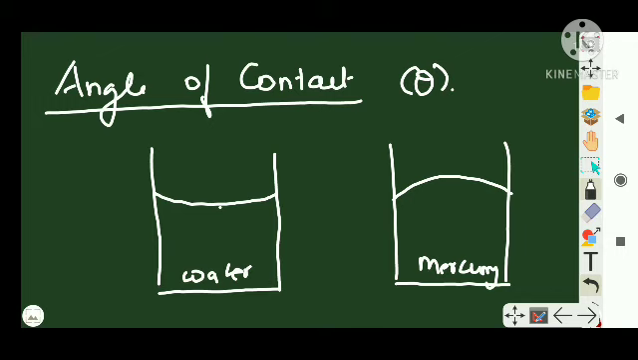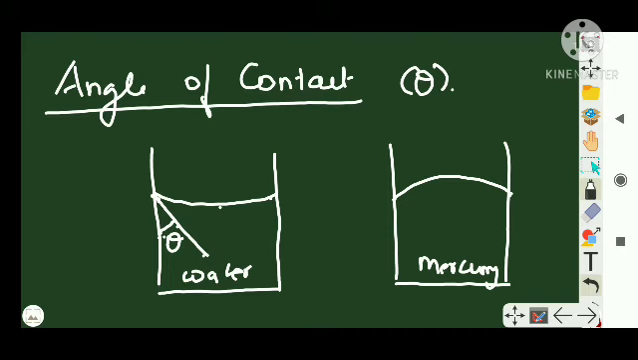The free surface of the liquid in contact with the solid bends at the point of contact. Here there is a bending at the point of contact, similarly here and here. The angle of contact is the angle between the tangent to the liquid surface and the solid surface. This is theta here. This is the tangent I have drawn, and then the solid surface. The angle between the tangent to the liquid surface and the solid surface is known as the angle of contact, and it should be measured inside the liquid, not outside the liquid.